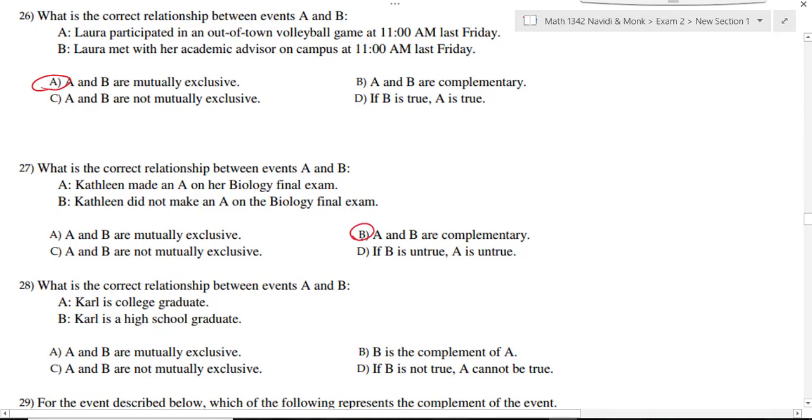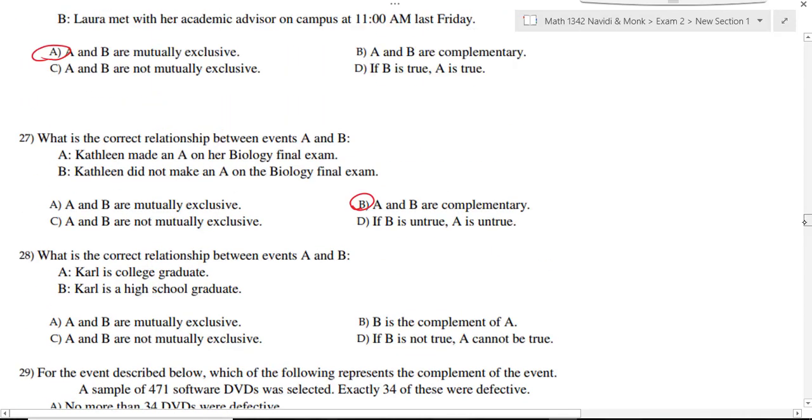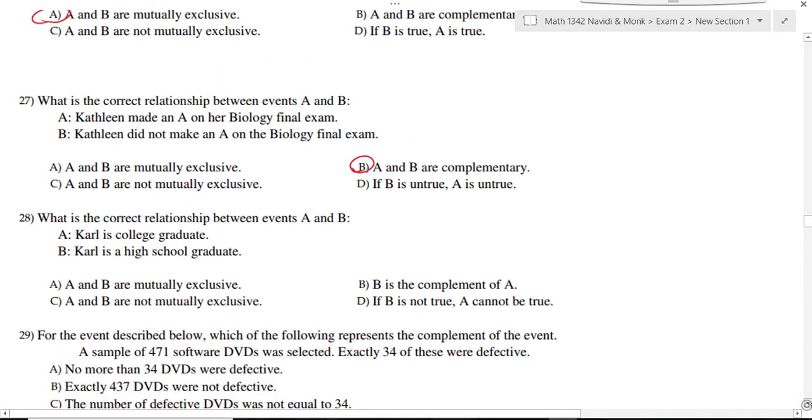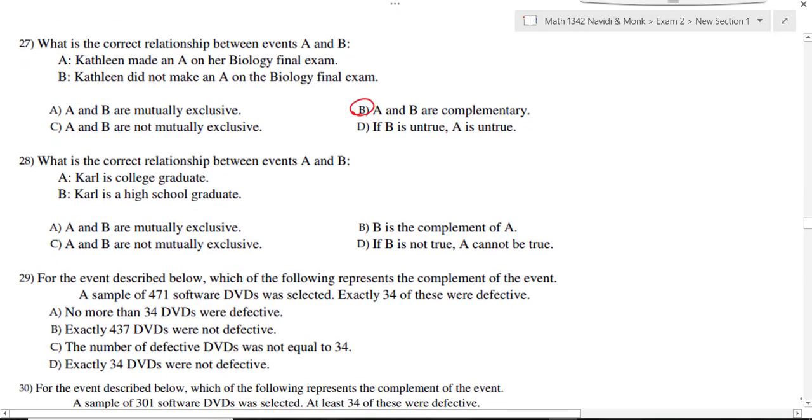These are complementary events. You can expect to see problems similar to these on your test with the multiple choice like this. So make sure you understand these concepts well. You won't see the exact same problems on your test though.